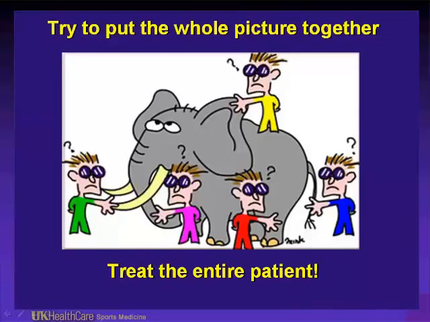So try to put the whole picture together. Think about the neck, the back, the scapula, and the shoulder, and treat the entire patient. In that picture, he could be in a growth phase. He could have weakness of his opposite hip, so you want to examine the entire patient to make the diagnosis. There can certainly be referred pain from the neck, tumors. So remember that you may not have seen it, but it has seen you.